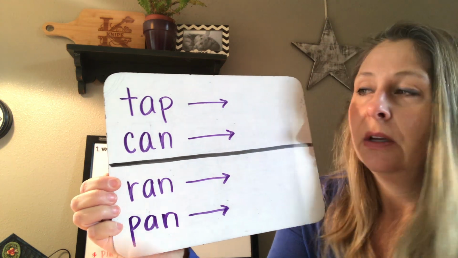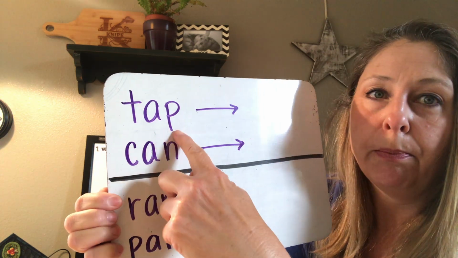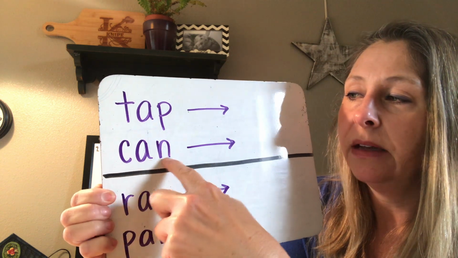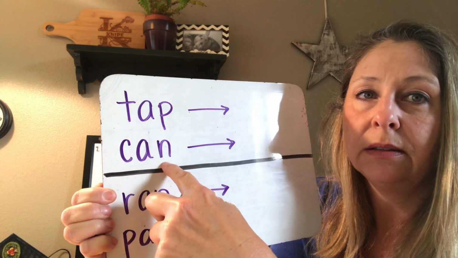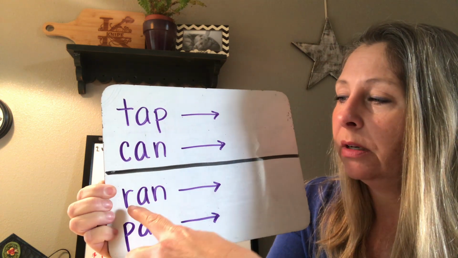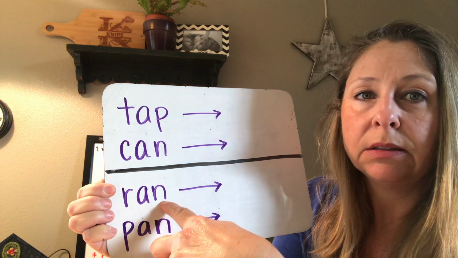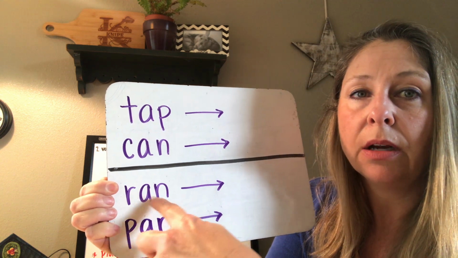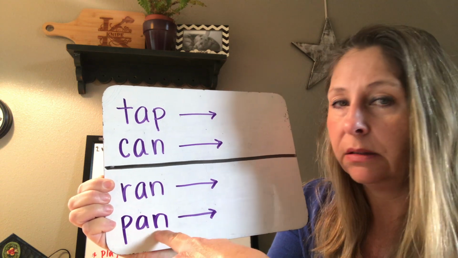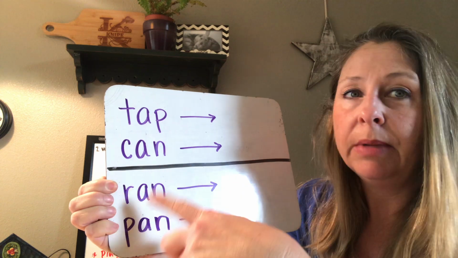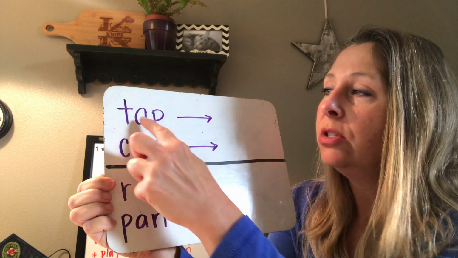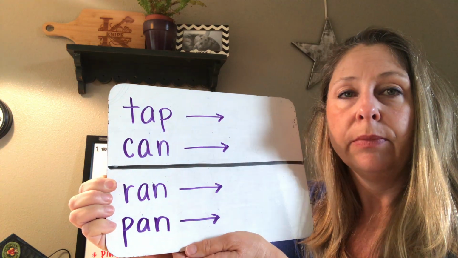short vowel sound. So, we have t, a, p, tap. And we have c, a, n, can. This is one of our sight words too, and a word family word. We have r, a, n, ran. And we have p, a, n, pan.